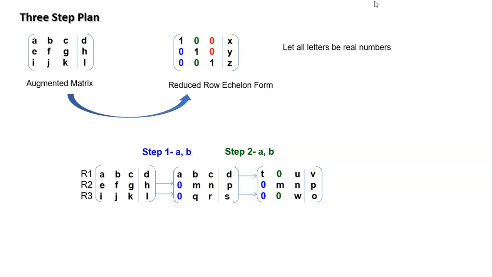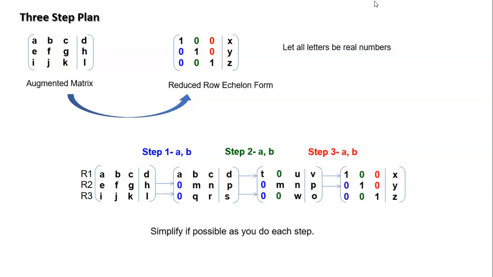And then the last step is you're going to use row 3 to get a new row 1 and a new row 2, and you want U and N to be 0. When you do this last step, you're going to end up with this scenario, and you're going to get the solution for X, Y, and Z. So these are the steps that you want to follow.